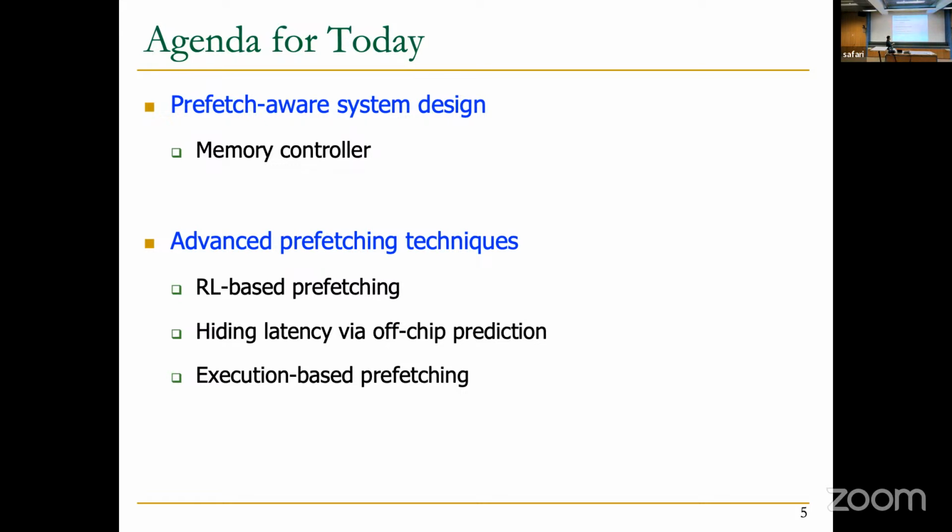And then we're going to briefly touch upon something which is not exactly prefetching, but is also a technique to hide the memory access latency. That's what we call off-chip prediction. And then we will end the lecture discussing execution-based prefetching techniques.